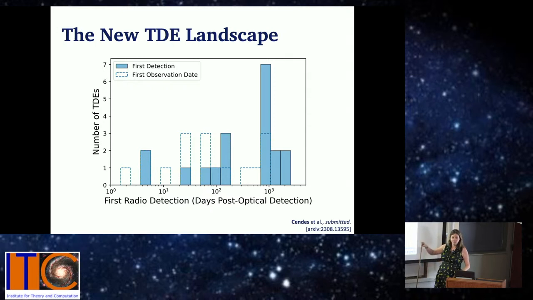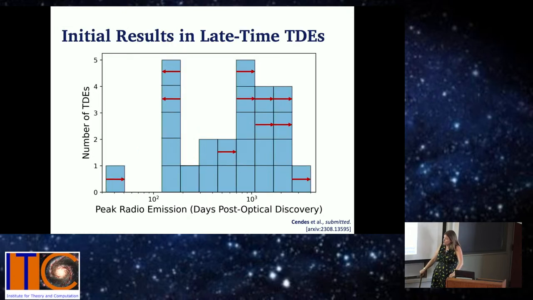You could argue, though, okay, you're a bit biased here. As I said, the sampling is not great on a lot of these TDEs for when they might have turned on. We can also consider, though, the peak of the radio emission. As you saw, there's a lot of different light curves, a lot of variety. But so when is the brightest point that we can see in that light curve? We still have the same result, though.